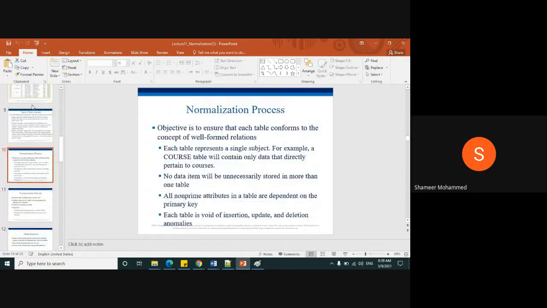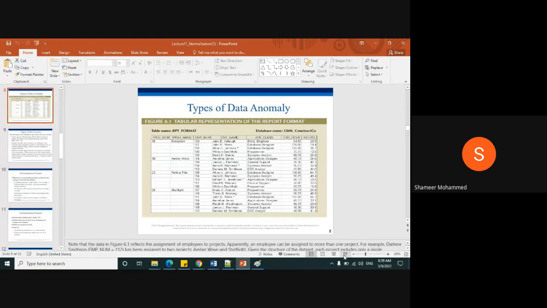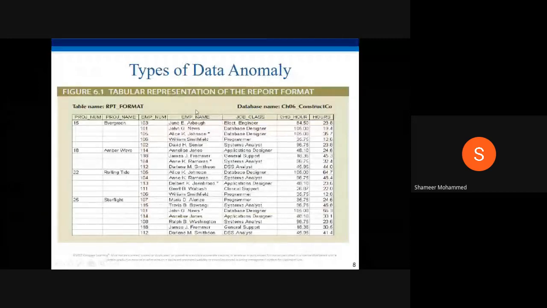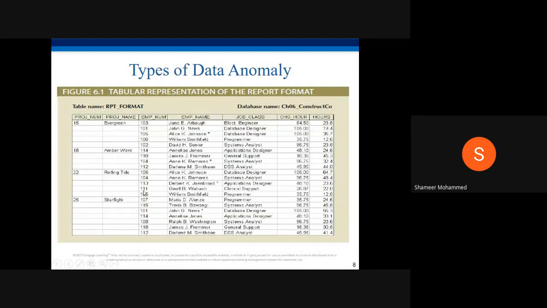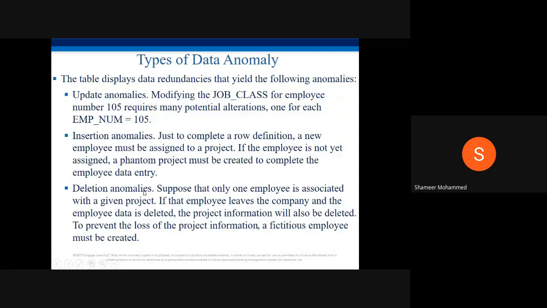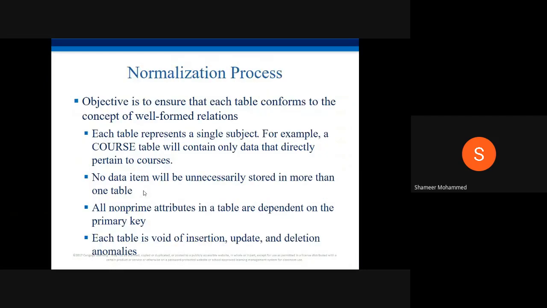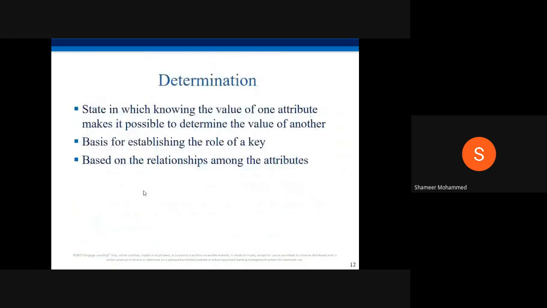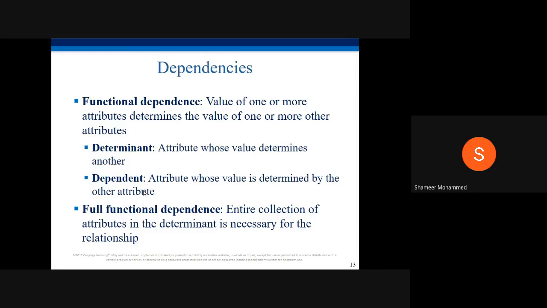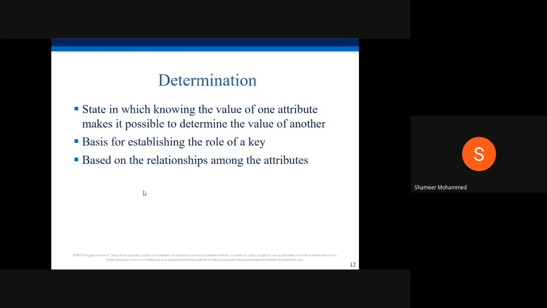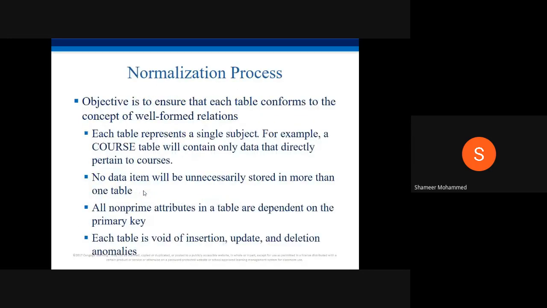See here, they have explained to you. They gave you this example, this table, and they are telling you about the updation anomaly, the deletion anomaly, and the insertion anomaly. And now we will move to the normalization process. What is it and what is this dependency? So we will start this one.